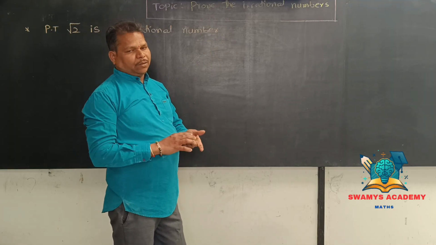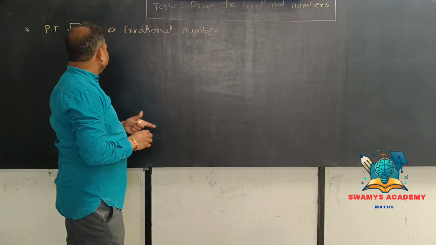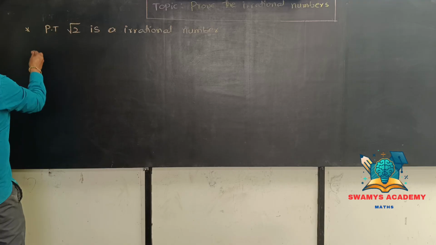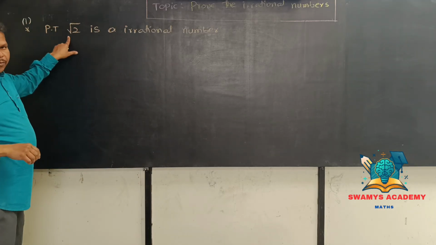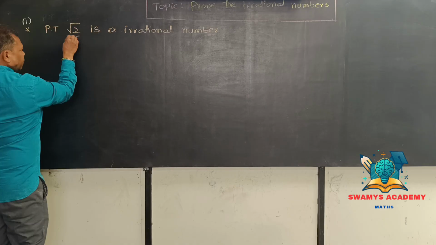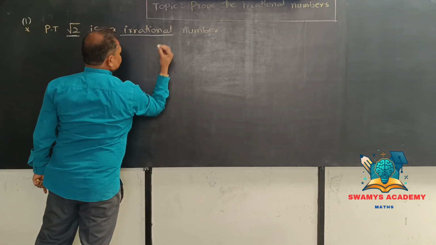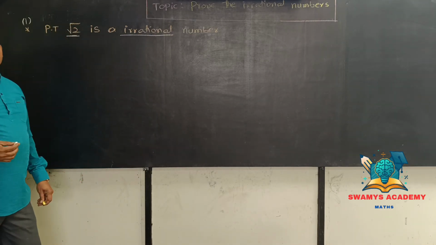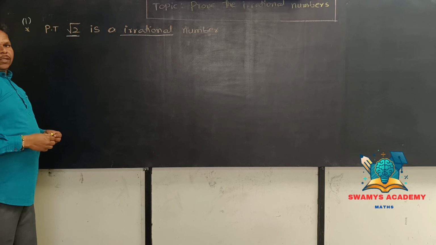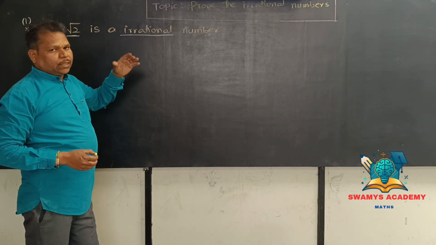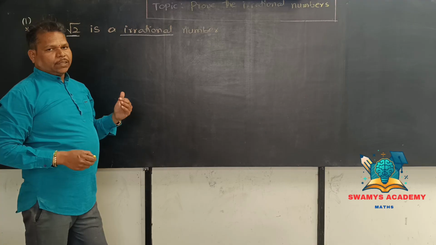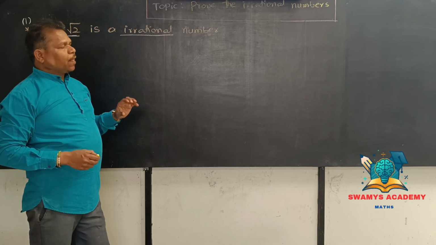Prove the irrational. In this first question, prove that square root of 2 is an irrational number. So in this case, there is a procedure. So what is the procedure? What is the process here?